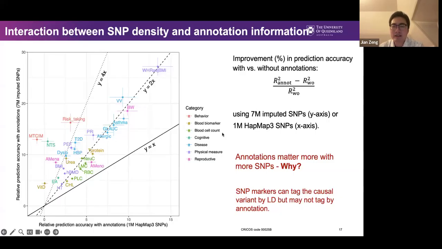And why is that? I think the explanation is that when the causal variant is not observed, we can use a SNP to tag the causal effect. But the SNP in LD with the causal variant may not share the same annotation, so there might be a mismatch between the annotation and the causal effect. That suggests it is better to use very high-density SNPs when we incorporate annotations, and also further suggests the potential benefits of using whole genome sequencing variants with annotations.